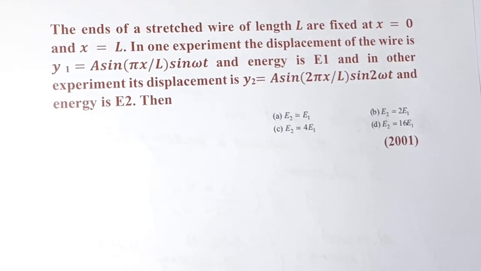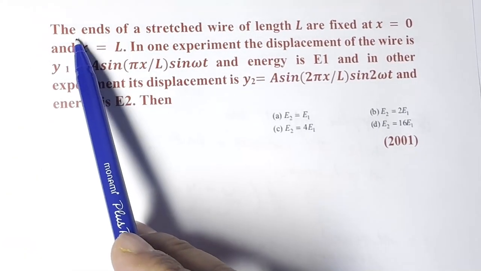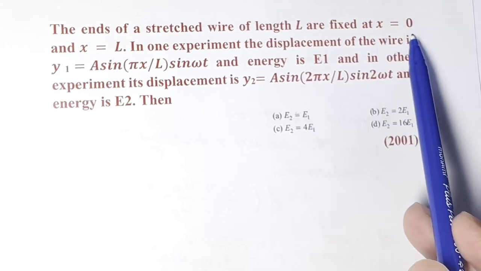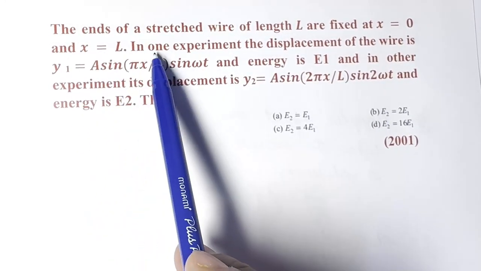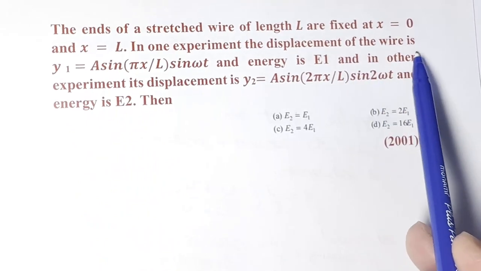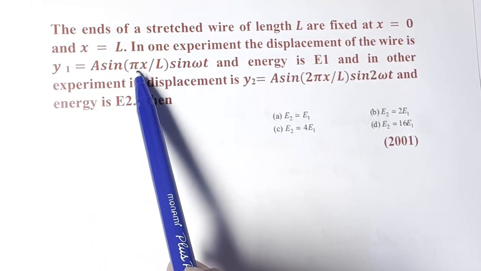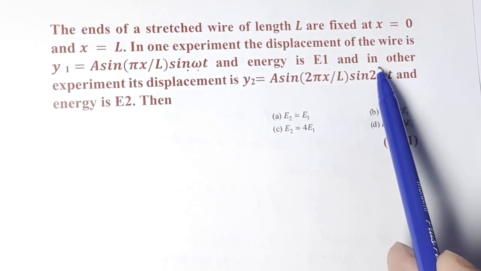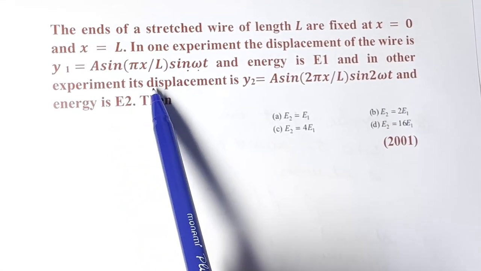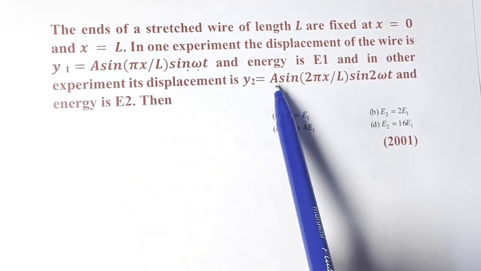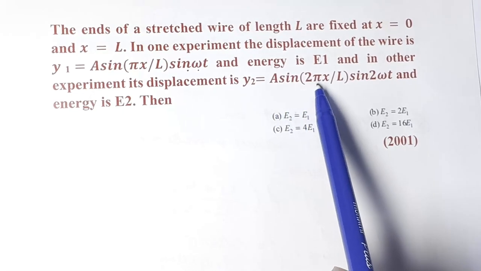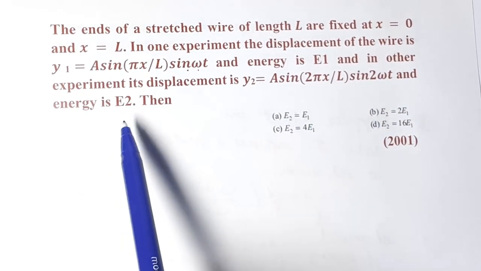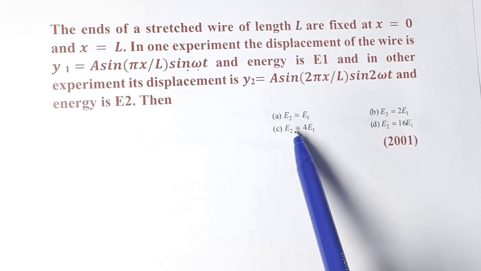Hello friends, today's question. The ends of a stretched wire of length L are fixed at x equals 0 and x equals L. In one experiment, the displacement of the wire is y1 equals a sin(πx/L) sin(ωt), and the energy is E1. In another experiment, its displacement is y2 equals a sin(2πx/L) sin(2ωt), and the energy is E2. Then we have to find out the relationship between E1 and E2.